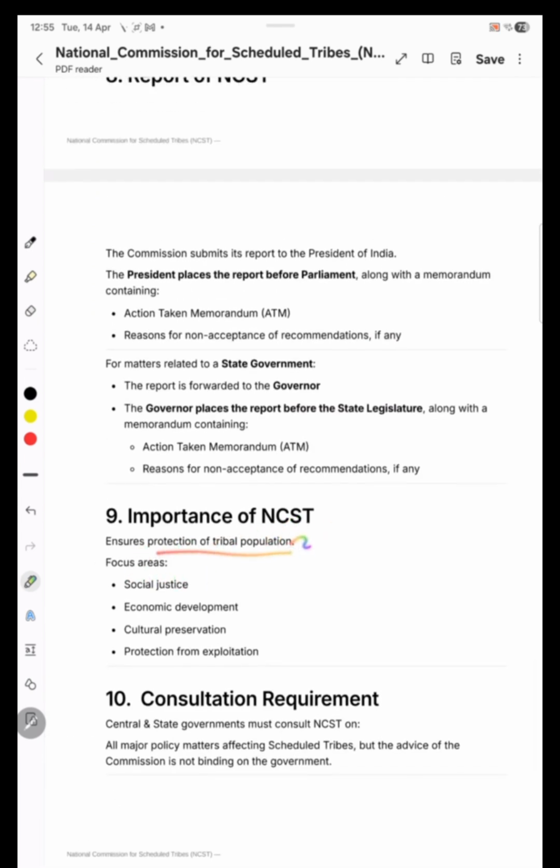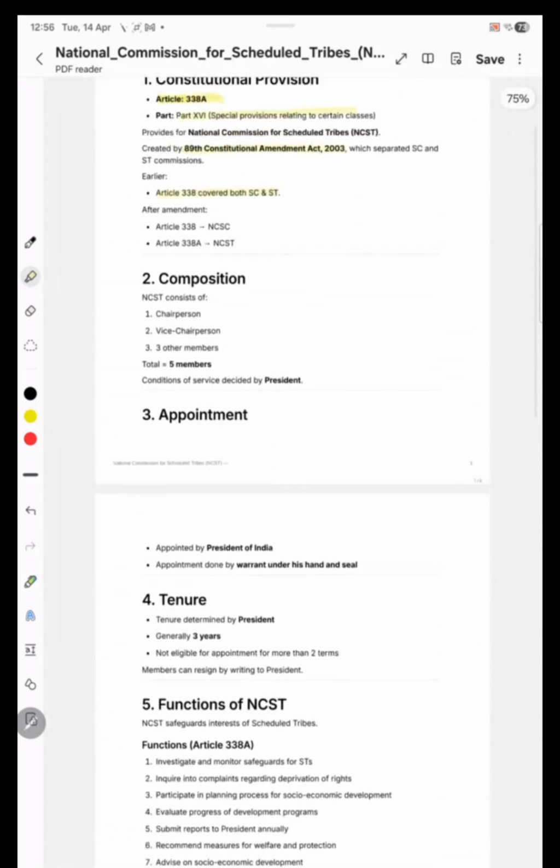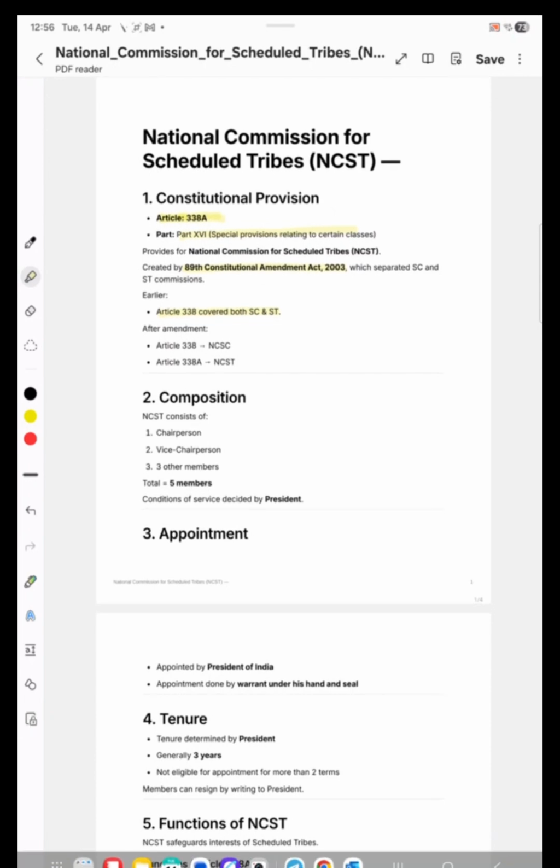And the importance of NCST. So it ensures protection of the tribal population mainly, and focus areas are social justice, economic development, culture preservation, protection from exploitation, and also all major policy matters which affect scheduled tribes. So center and state governments must consult NCST for all these major policy matters, right? And the advice is not binding on the government. So this is a quasi-judicial, advisory and constitutional body. Next we'll see the National Commission for Backward Classes.